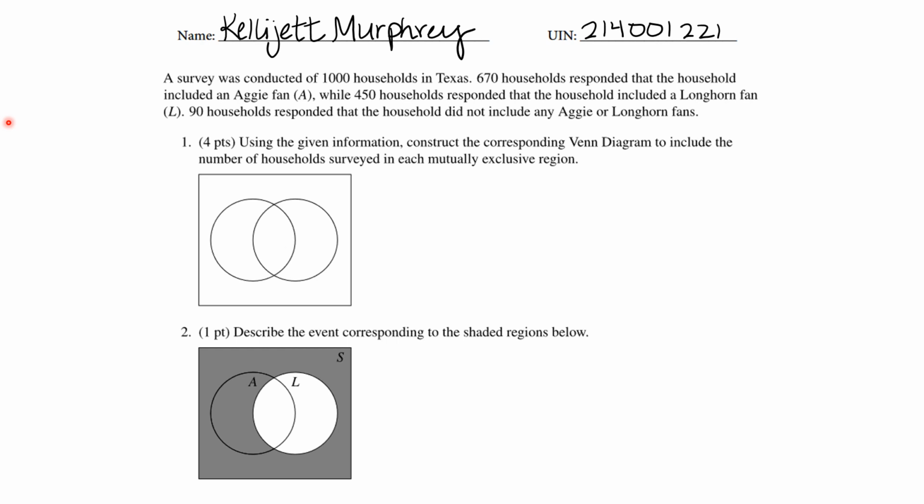So after reading the given information, we look at question number 1. It's asking us to fill in the Venn diagram to put how many households are in each part of the Venn diagram.